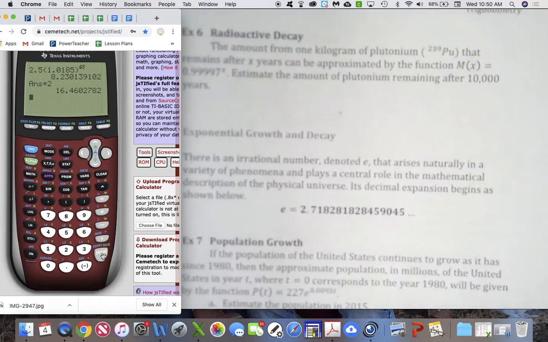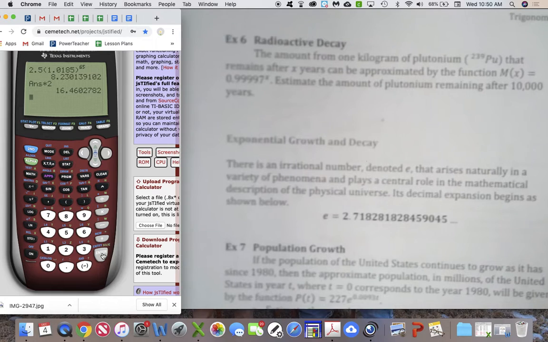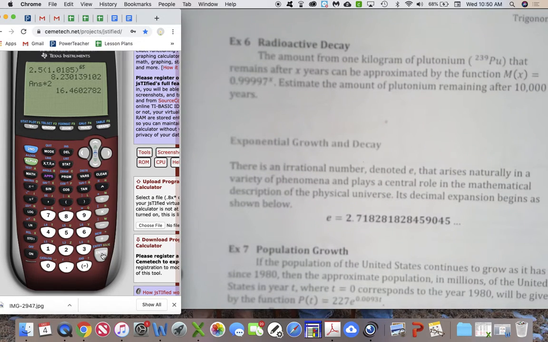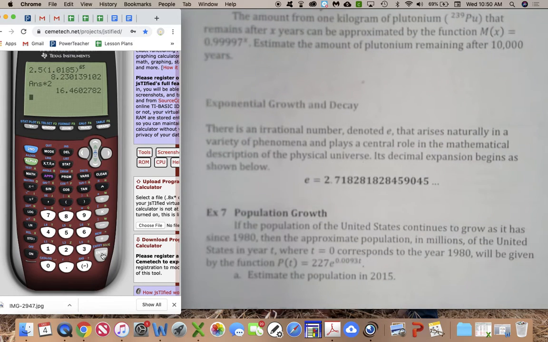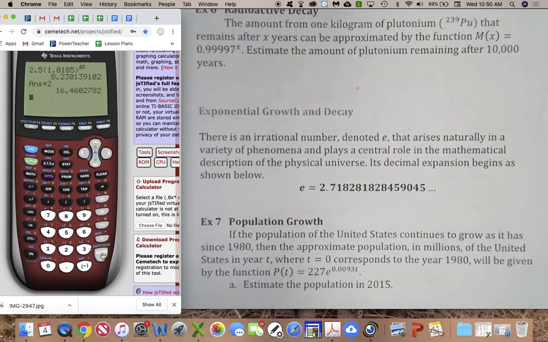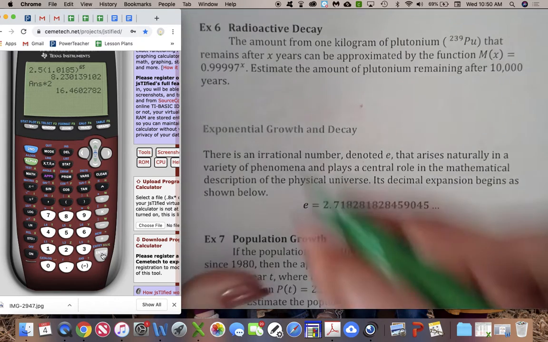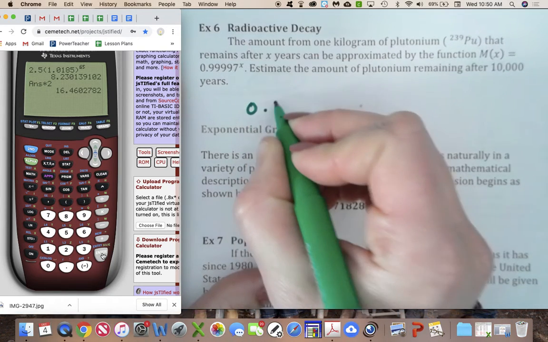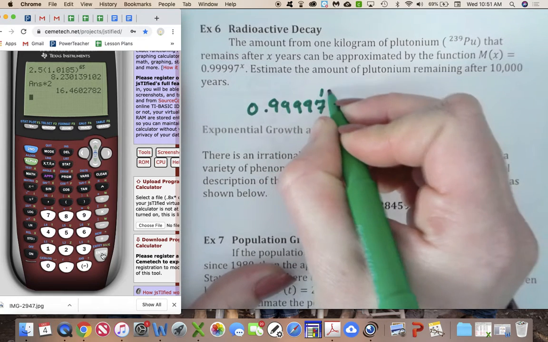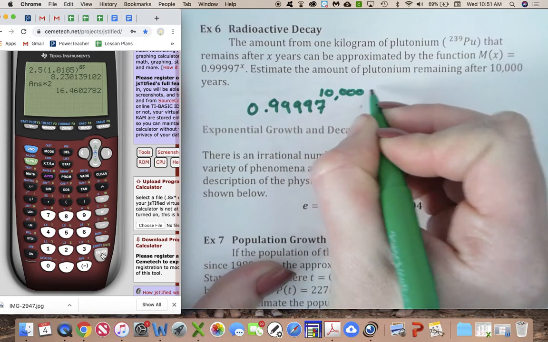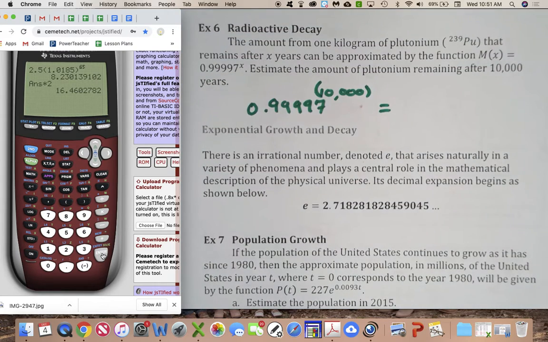Radioactive decay. The amount of 1 kilogram of plutonium that remains after x years can be approximated by the given equation. Estimate the amount of plutonium remaining after 10,000 years. What's that asking you to do on number 6? Just plug it in. This one's asking nothing more than just plug it in. This is years. 0.99997 to the 10,000 power. What is that? 0.741.